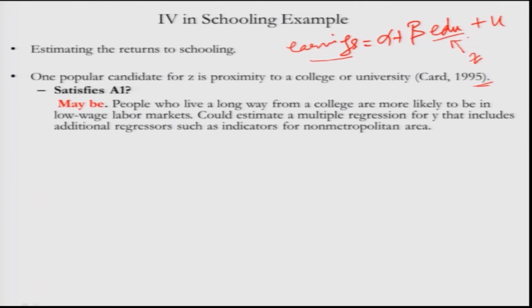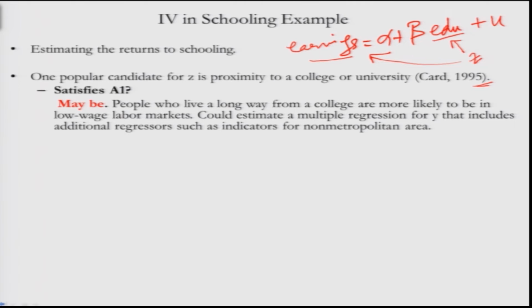It could be that people who are living away from college are also in low wage labor markets. So, the proximity to college does not only reflect your probability of getting educated, it also reflects the kind of labor market you reside in. You might be in a labor market which has lower employment opportunities and lower wages, so that proximity to college does not only affect earnings through education, it affects earnings through some other channels. So, this means that proximity to college has a direct effect on earnings through a different labor market.